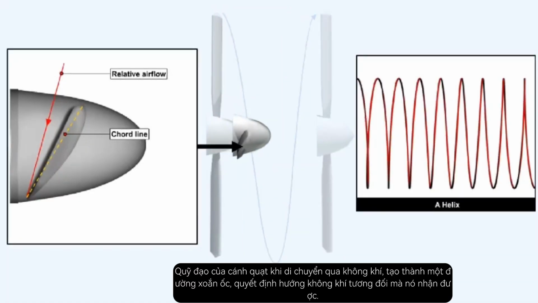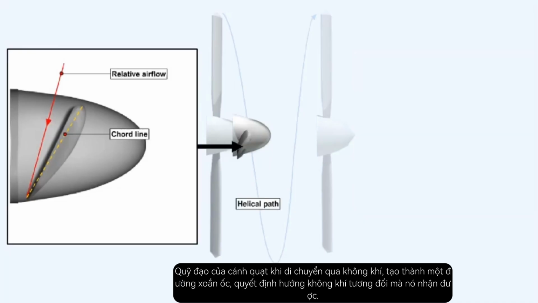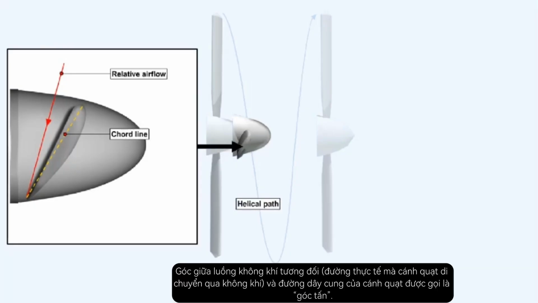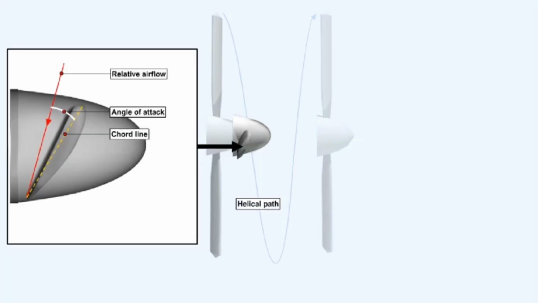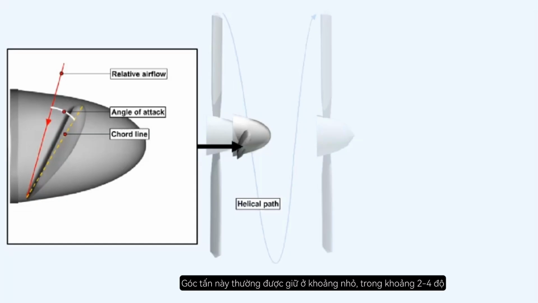The path of the propeller blade through the air, which describes a helix, determines the direction from which it will receive its relative airflow. This helical path is the resultant of the propeller blade rotational velocity and the aircraft forward velocity. The angle between the relative airflow, the actual path the blade describes through the air, and the chord line of the blade is called the angle of attack. The angle of attack is kept quite small, usually between 2 to 4 degrees.